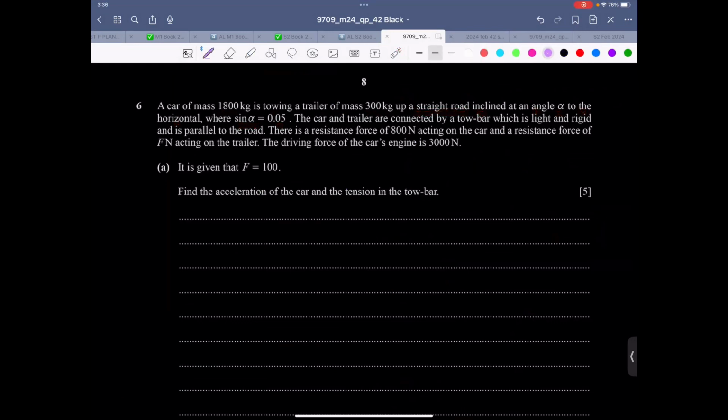So first of all, I'll just get a diagram drawn. That is the first basic thing that I should be doing. This is like an inclined plane. And over here, there is a car. And this car is pulling a trailer. And yes, there will be some tension over here. So that is this trailer that's right over here.